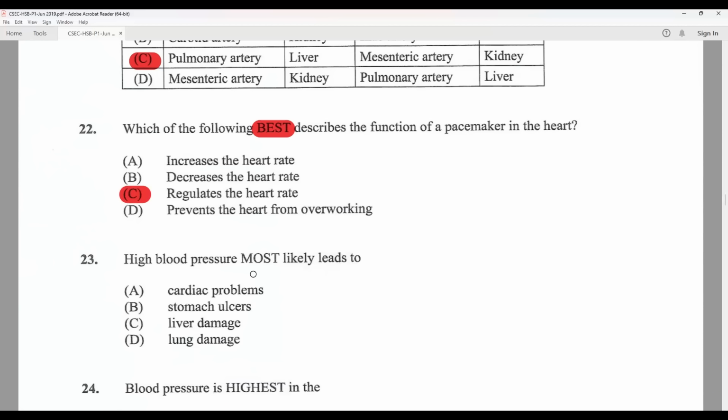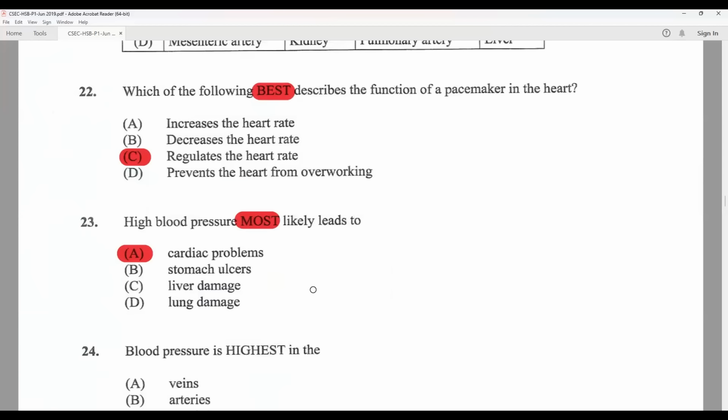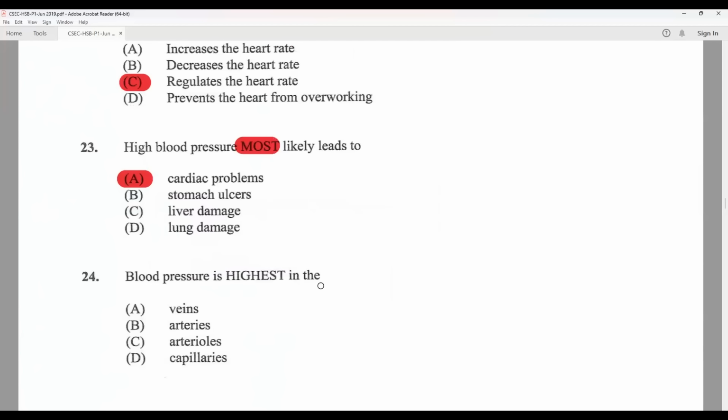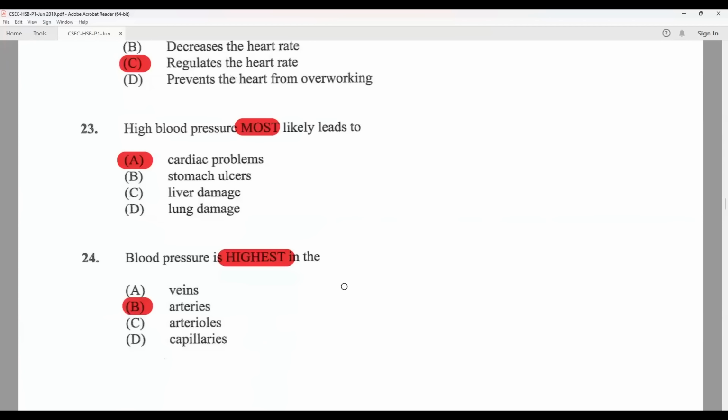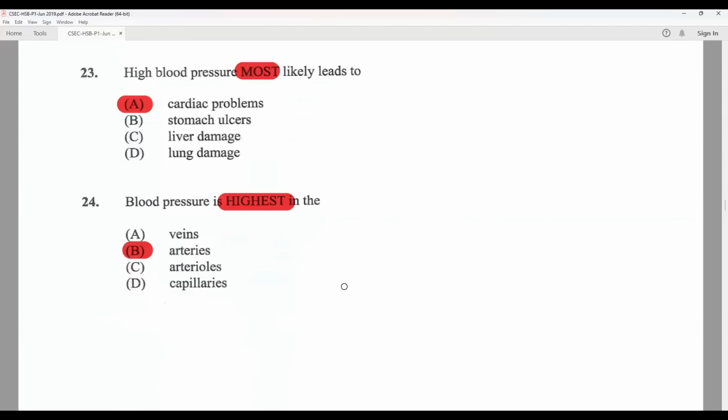High blood pressure most likely leads to cardiac problems, stomach ulcers, liver damage, lung damage. They ask most likely, and A would be the answer. Blood pressure is highest in the veins, arteries, arterioles, capillaries; arteries, ones like your aorta. All right, so just make sure to take the hint that the examiner is trying to give you by using those capital letters, and that would lead you to the answer.